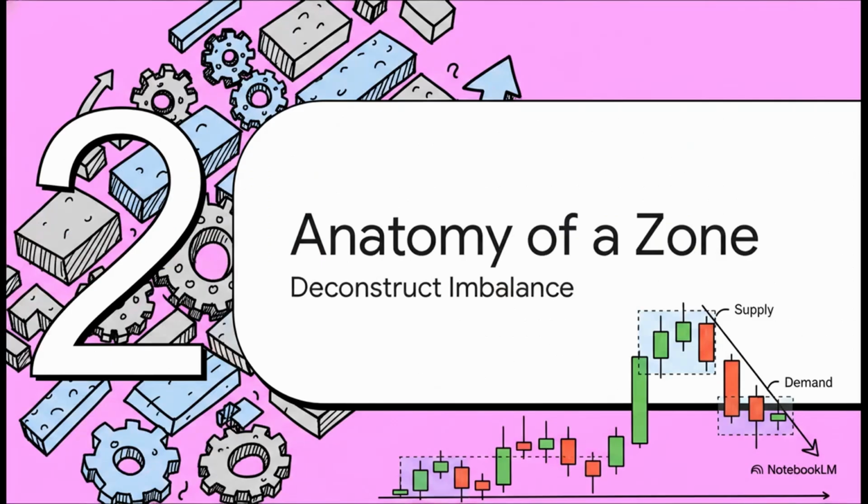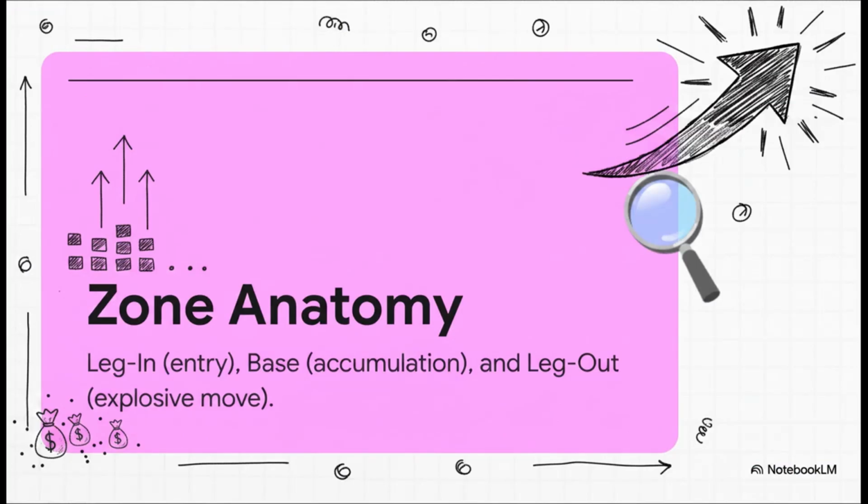Moving on to part 2, anatomy of a zone, deconstructing the imbalance. Now, before we can even think about drawing these zones, we absolutely have to deconstruct their basic building blocks. Every highly effective zone consists of 3 critical components. First up is the leg-in, which is basically just the initial price action leading into the area. Second is the base. Now, this is a period of tight consolidation where supply and demand kind of balance out for a second. More importantly, it's where the smart money is quietly accumulating their large orders. And third, the leg out. This is that explosive institutional price move that screams massive imbalance.